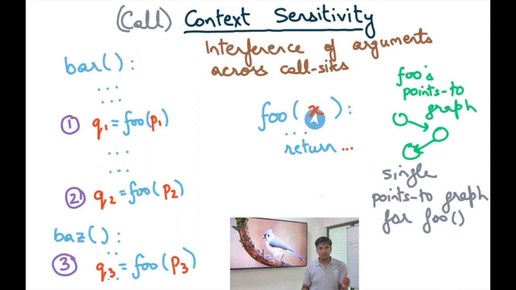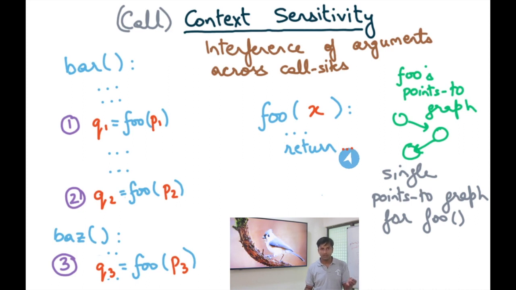Now, again, this will be a weak update, because whatever x was pointing to originally, that remains. In addition, whatever p1 was pointing to, x now starts pointing to that. Recall that the transfer functions for all these statements, including the copy statement, were weak updates. Now, based on that, we get some points-to set for x. Using that, we develop foo's points-to graph, and we return a value.